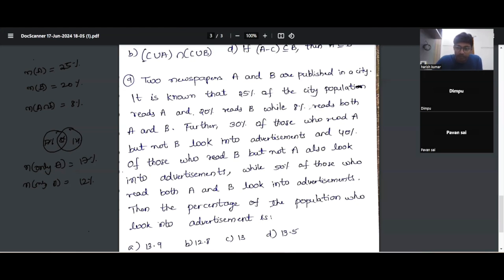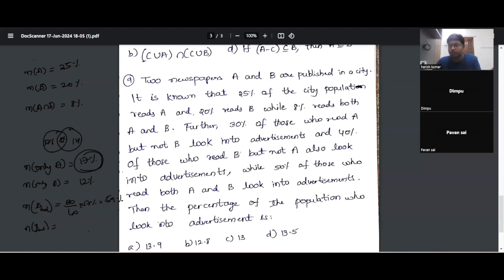Now he is saying that 30% of those who read A but not B look into advertisements. That means n of A advertisements is 30% of what? 30% of this 17%. So what is 30% of 17%? 30/100 into 17% is 5.1%. 30 into 17 is 510, so 5.1. And n of B advertisements?